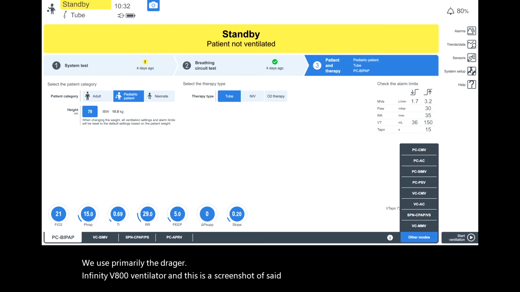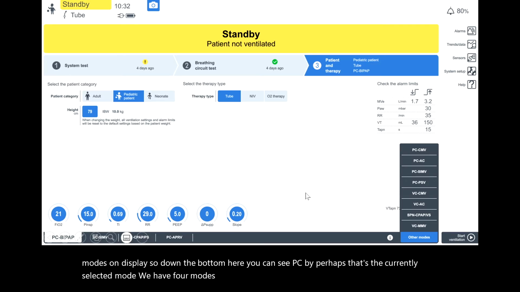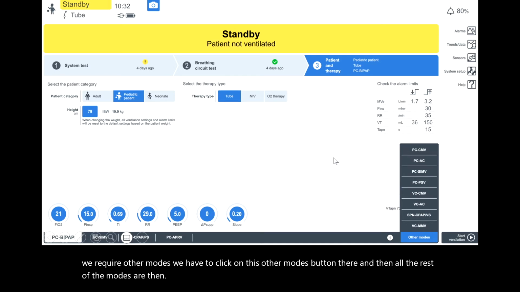here you can see the modes on display. So down the bottom here you can see PC BiPAP, so that's the currently selected mode. We have 4 modes down the bottom, all of which are immediately available. If we require other modes, we have to click on this other modes button there, and then all the rest of the modes are then helpfully displayed.